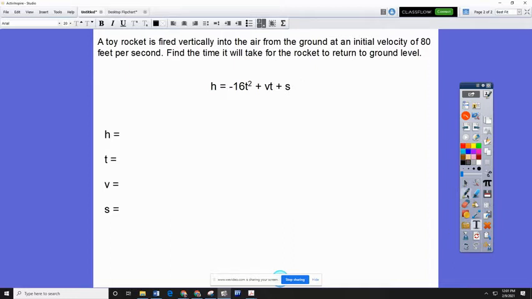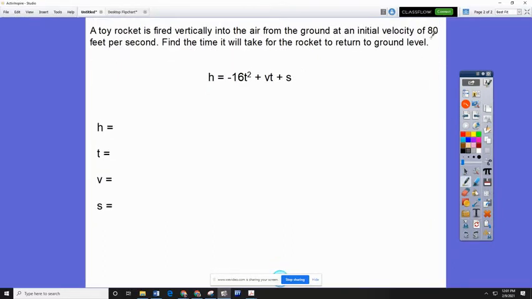All right. So I'm looking right away and I see that velocity term. I recognize that right away and I see, okay, 80 feet per second. That's got to be my velocity. So I'm going to plug that in right here. That's got to be my 80. I'm doing the best I can to write with my mouse.